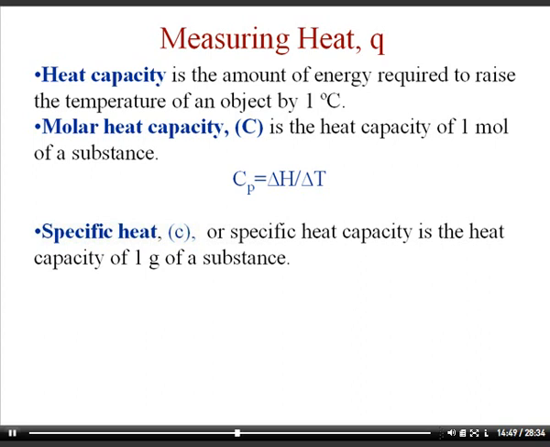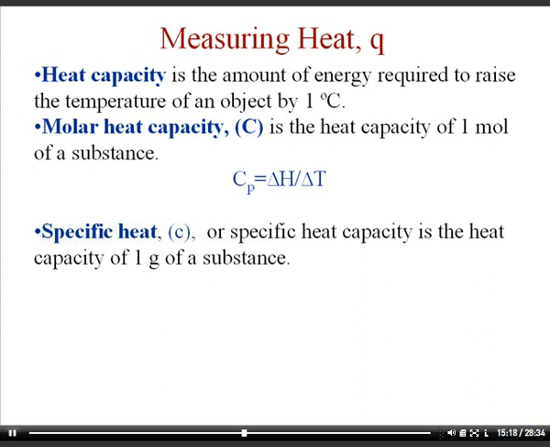Molar heat capacity has the symbol of capital C, and the little p means that it's at constant pressure. You just have the formula delta H over delta T. So it's the change in the heat over the change in the temperature. It's the heat that is added to the object to change its temperature a certain number of degrees. So the units would be joules per degree Celsius or kilojoules per degree Celsius. It doesn't really matter if you're in Celsius or Kelvin, because the change in the temperature in Celsius or in Kelvin would be the same.